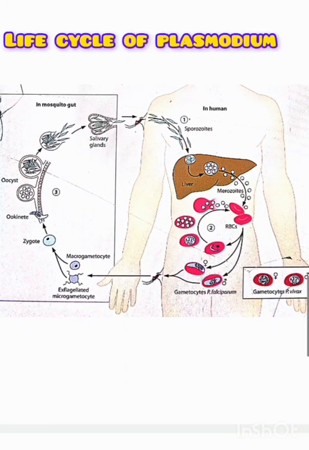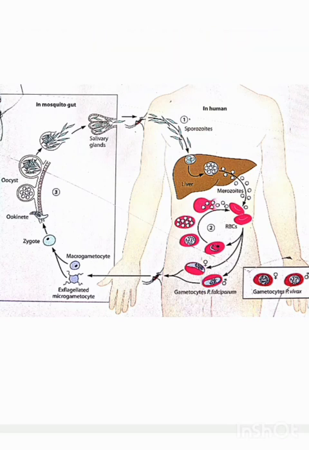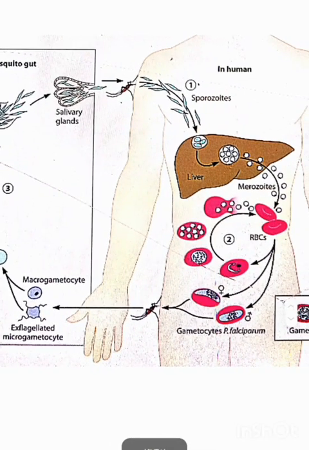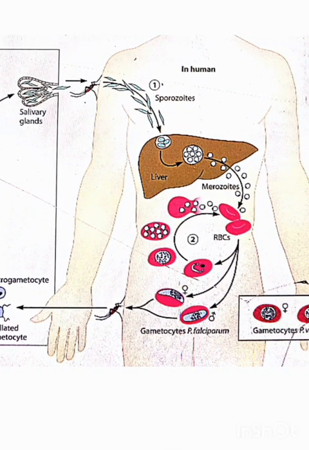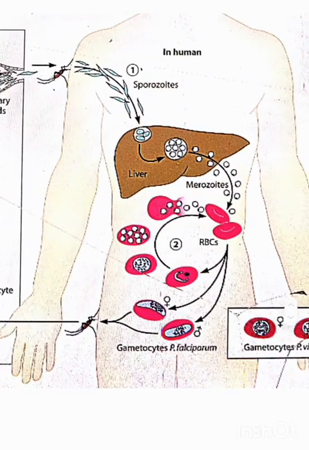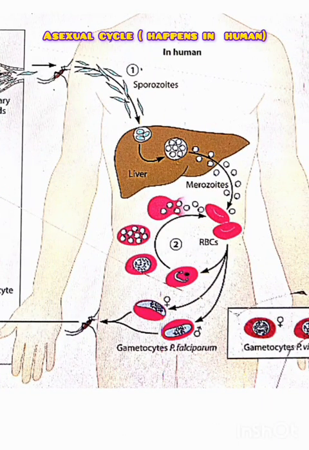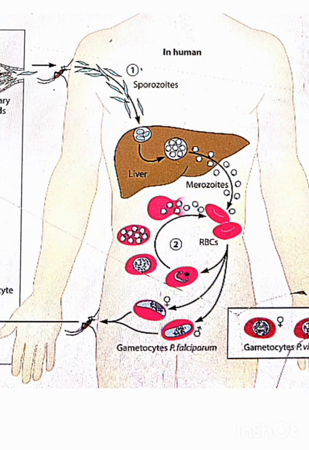Now understand the life cycle of Plasmodium. Okay, this is very important. Firstly, as you can see, first we are going to study the asexual cycle. First, the mosquito bite and entry of sporozoites. So you can see the mosquito is biting and the sporozoites are entering.